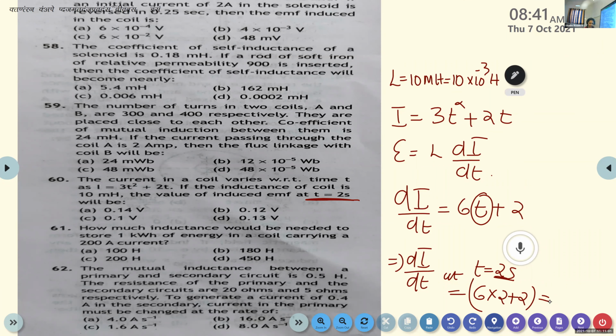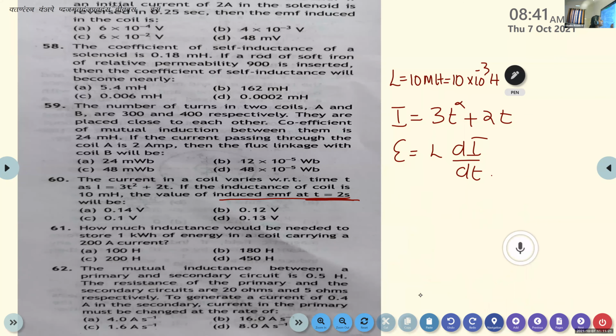What is the value of di by dt? 14. Okay, di by dt becomes 14. Because here we have a condition, we want to find out the induced EMF at t is equal to 2 seconds. So di by dt is equal to 14. Therefore, induced EMF is equal to, here L is 10 into 10 raised to minus 3 Henry into di by dt is 14.